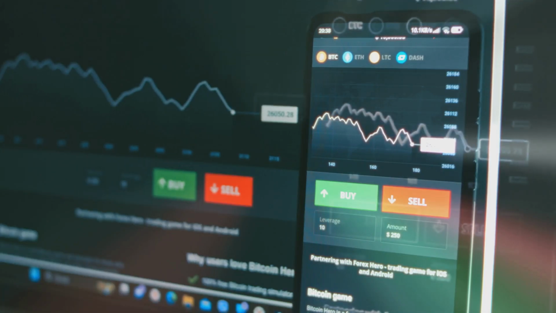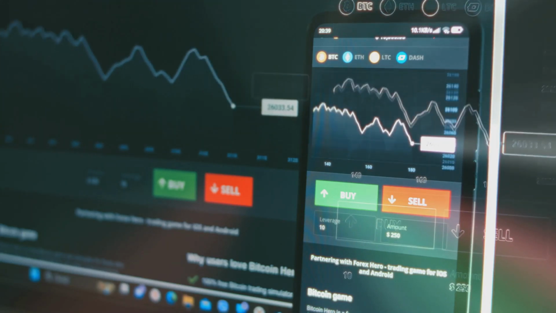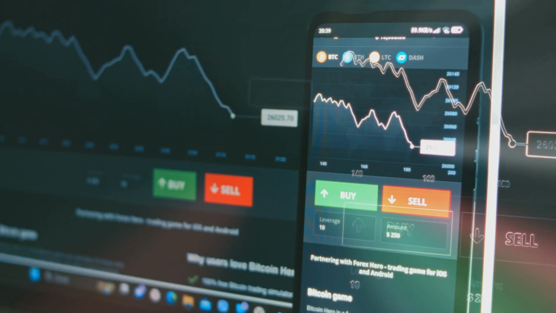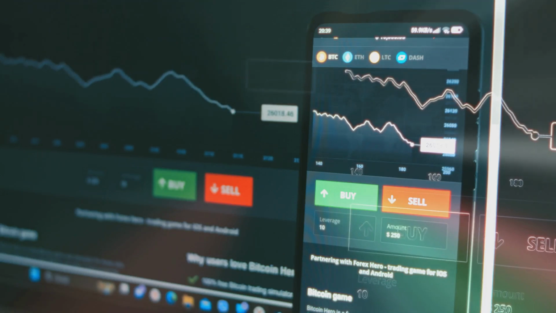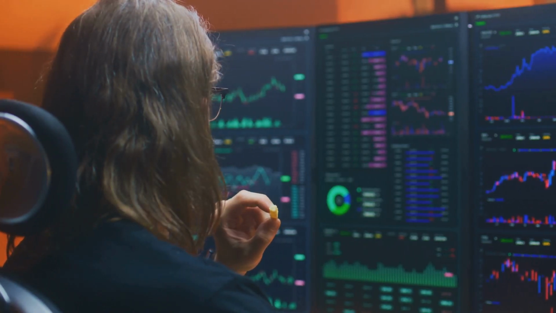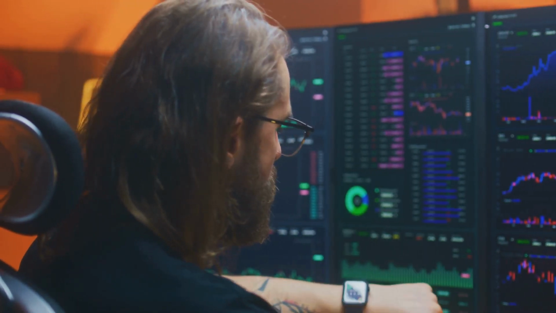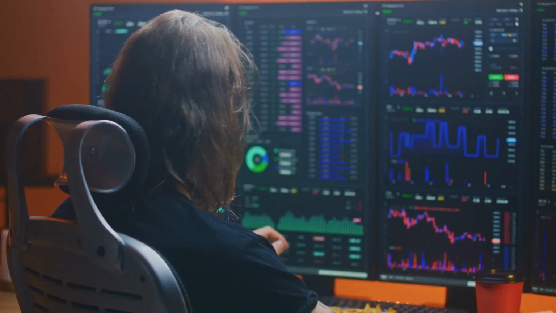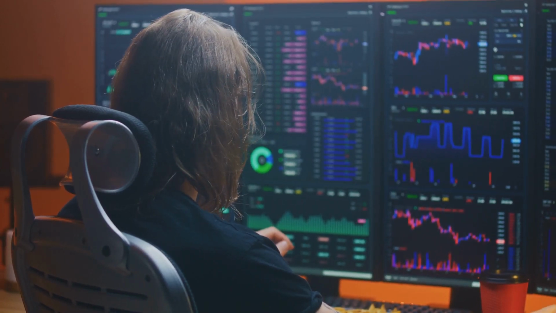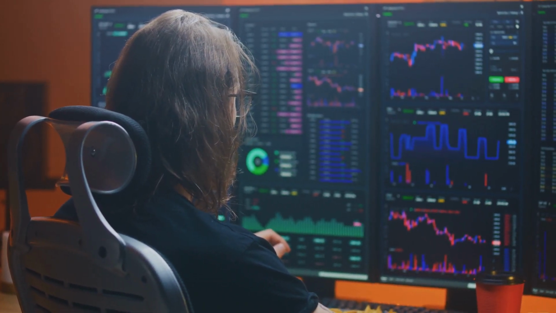What is liquidity? Liquidity refers to how easily you can buy or sell an asset without causing a significant price change. For scalping, high liquidity is essential because it ensures you can enter and exit trades quickly. Stocks like Apple or Tesla, which have high trading volumes, are great for scalping.